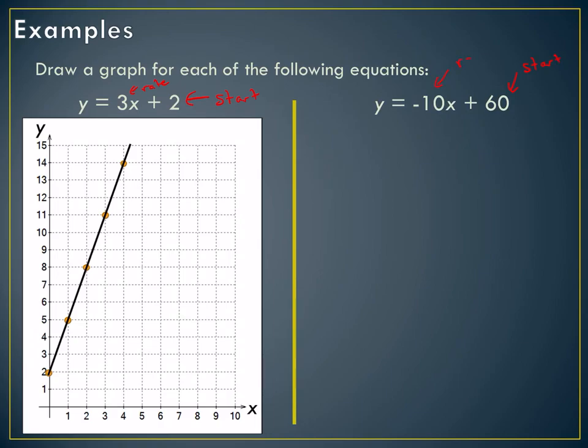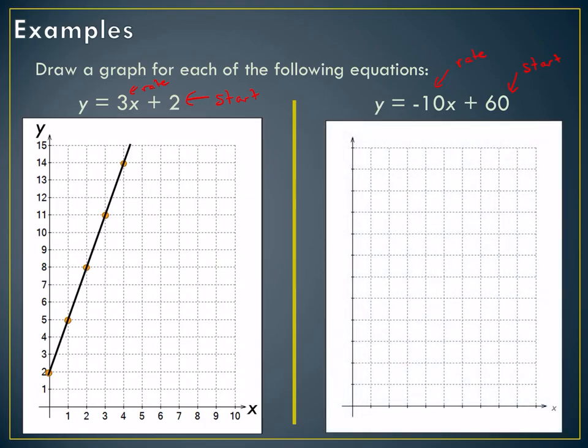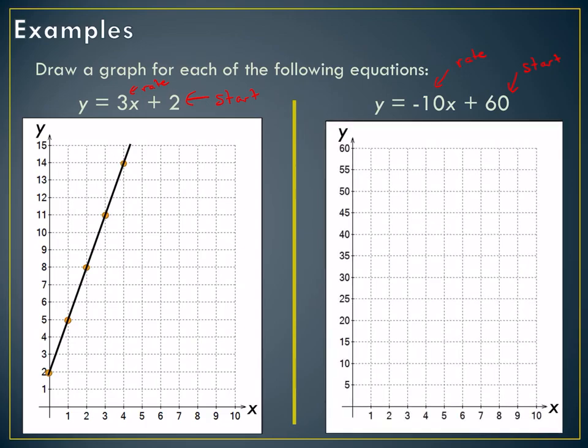All there is to these questions is to go, okay, what's the start value? And here it's 60. The number by itself is the start value, and the number that's with the variable is the rate. So we start at 60. We need a better scale this time. I chose a scale going up by 5s so I could get up high enough to reach 60. Start at 60, and this time going down by 10s.